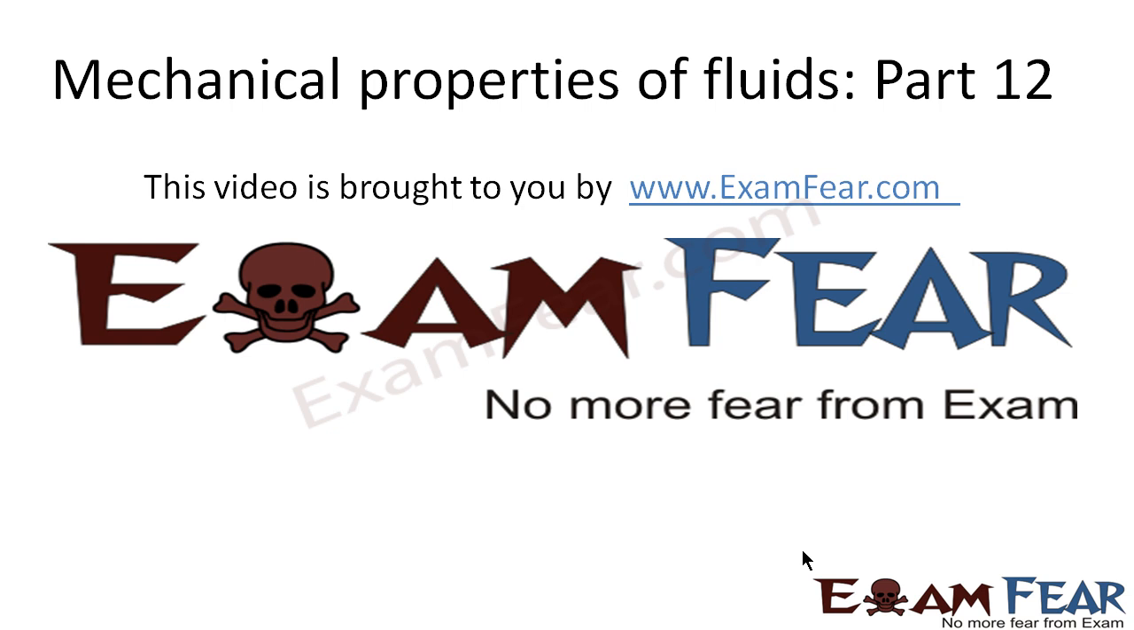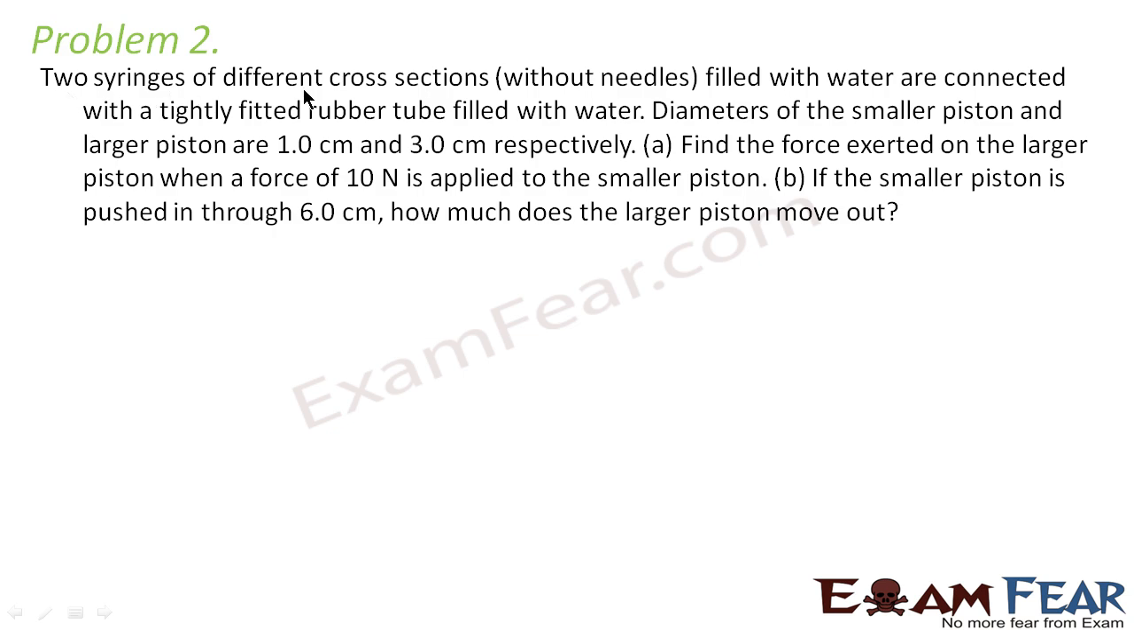The problem says two syringes of different cross sections without needles filled with water are connected with a tightly fitted rubber tube filled with water. Diameters of the smaller piston and the larger piston are 1 cm and 3 cm respectively. Find the force exerted on the larger piston when a force of 10 Newton is applied to the smaller piston. If the smaller piston is pushed in through 6 centimeters, how much does the larger piston move out?